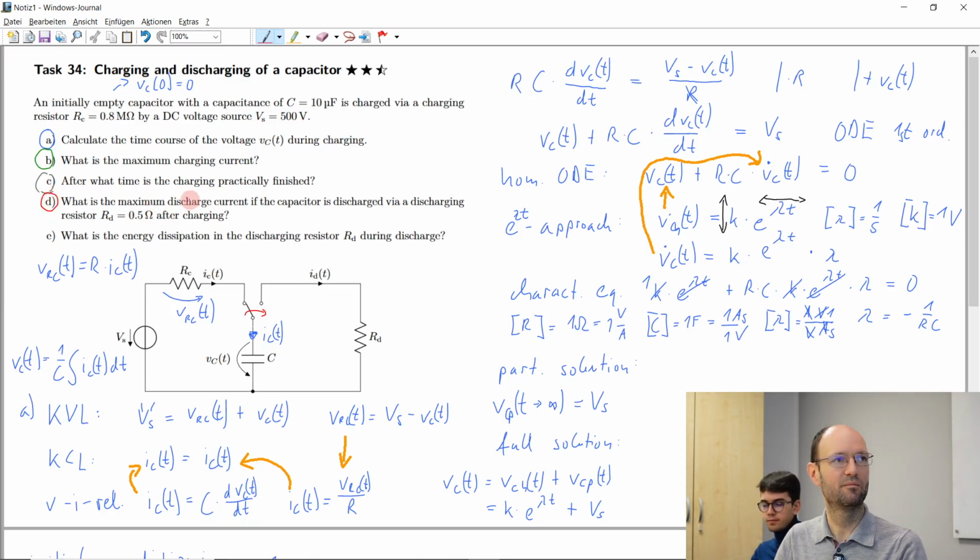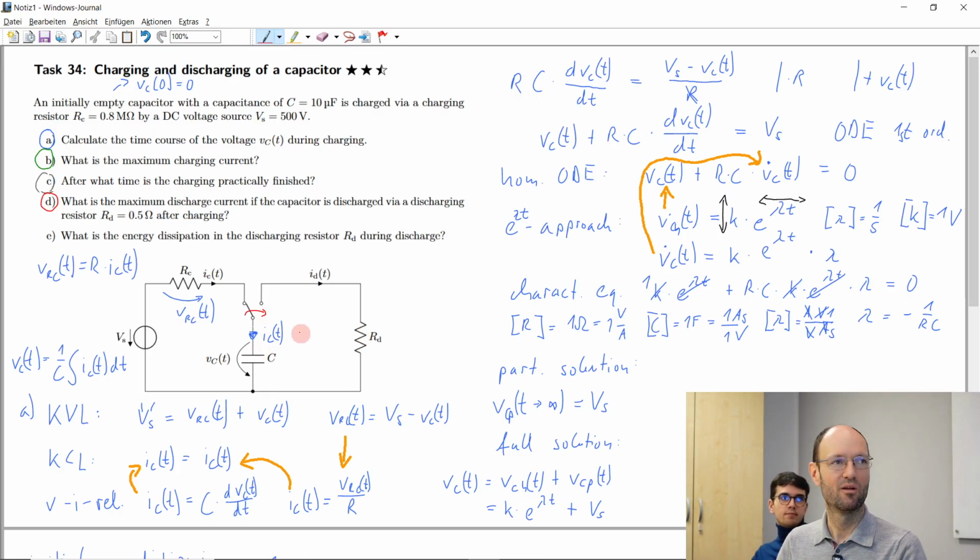And discuss what is the maximum discharge current if the capacitor is discharged via this discharging resistor here, and the discharging resistor is much smaller, it's just 0.5 ohm. So what would you do now? How would you solve this problem? The capacitor is now the source and it should still have 500 volts. Yeah, so if we have fully charged it, the voltage here is close to 500 volts. So the voltage has to go across the resistor and that gives us the current?